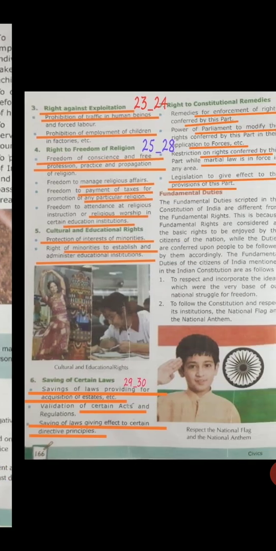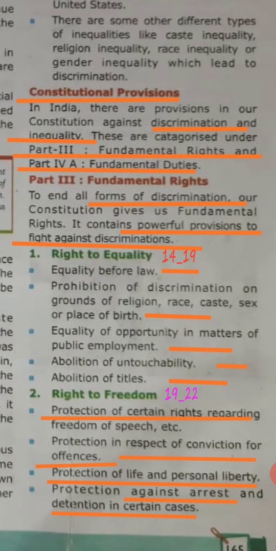So today we will discuss the different constitutional provisions which are for the protection of the people. We left off at points like caste inequality, religion inequality, race inequality or gender inequality. Today we will see the constitutional provisions which the country has given us. What are those provisions which protect the people from different discriminations?